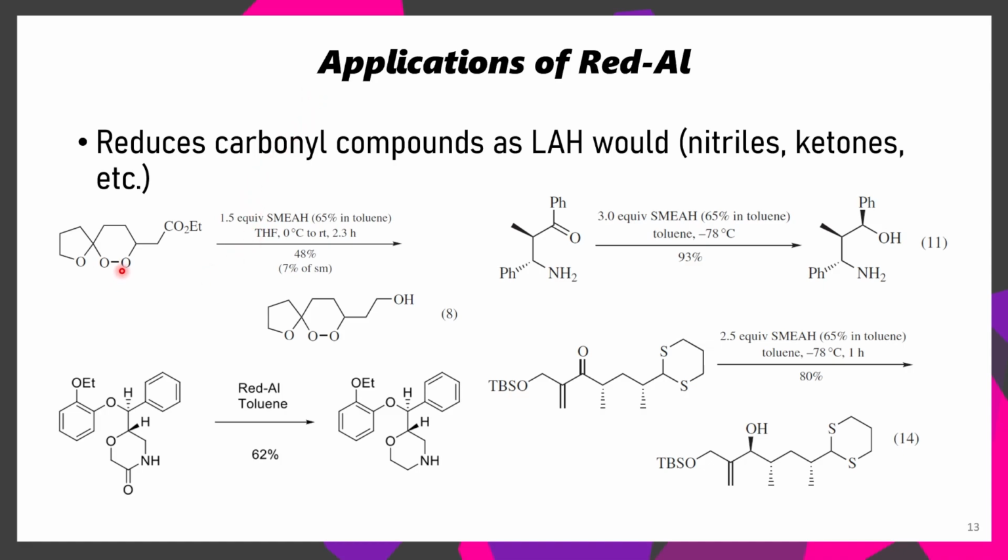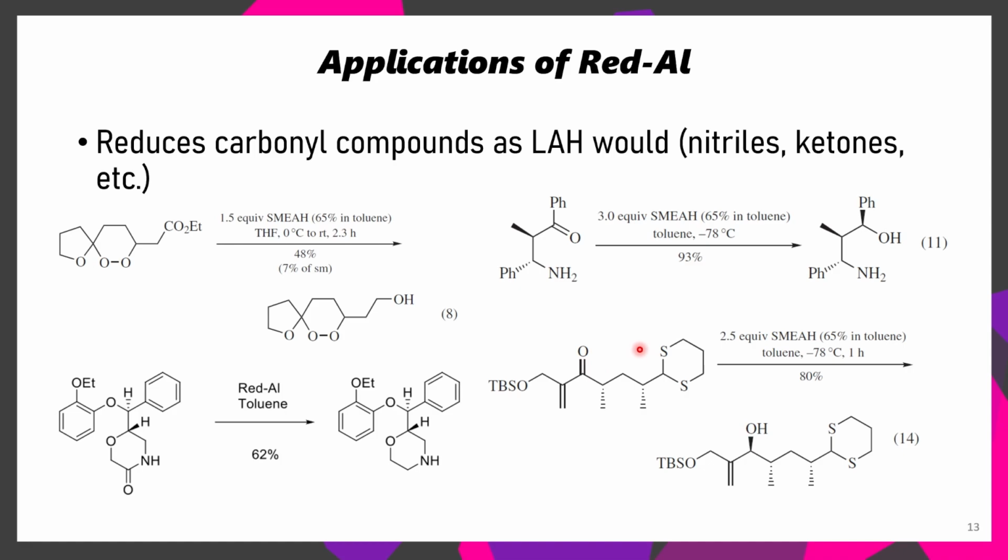And in this case, we even have a peroxyketal, which isn't reduced by the Red-Al, but instead only this ester is reduced to the corresponding alcohol. In addition, this example shows a stereoselective reduction of this ketone to the corresponding alcohol. We can also reduce amides to the corresponding amines, and finally reduce this ketone to the corresponding alcohol without touching this dithiane.